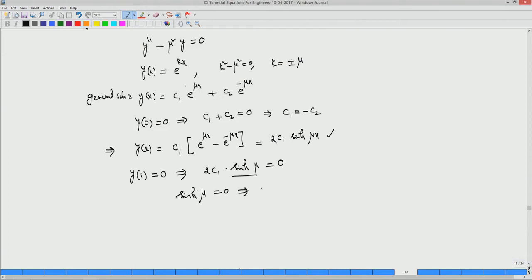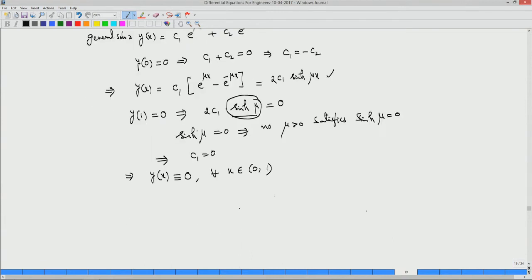Okay. So, there is no mu positive that satisfies sinh mu equal to 0. That implies what? You do not have any mu positive satisfying this, because lambda equal to minus mu square, and mu is strictly positive. So, this cannot be 0. That implies c1 has to be 0. That implies the general solution becomes completely 0 for every x in 0 1, which implies lambda equal to minus mu square for mu positive is not an eigenvalue.